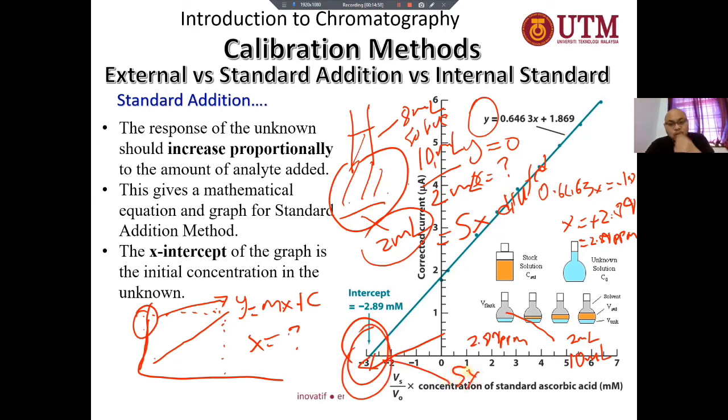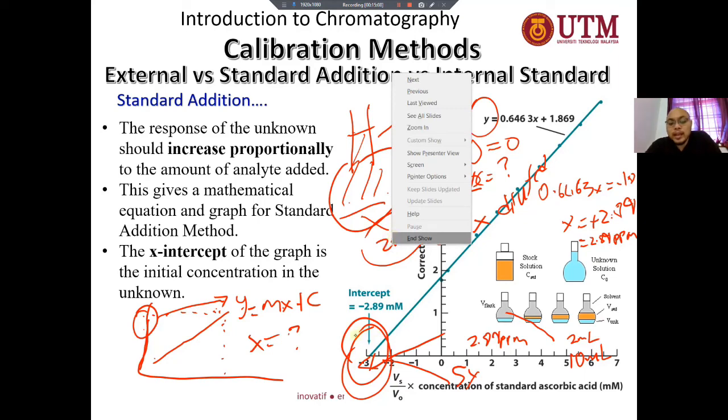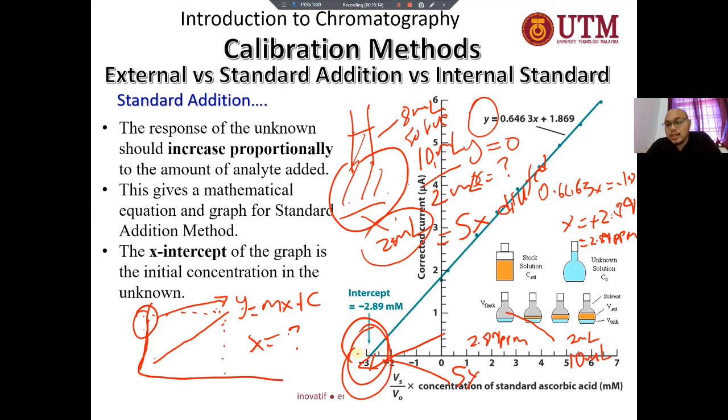For example, if you add 1 mL and then you dilute until 10, so 10 over 1 becomes 10. Everything you get here, you need to multiply by 10. So you need to include the dilution factor. If you're doing the standard addition using the normal method, you need to include the dilution factor. If you don't calculate the dilution factor, you will not be able to get the original, true concentration amount of your analyte of interest. So you need to include the dilution factor.